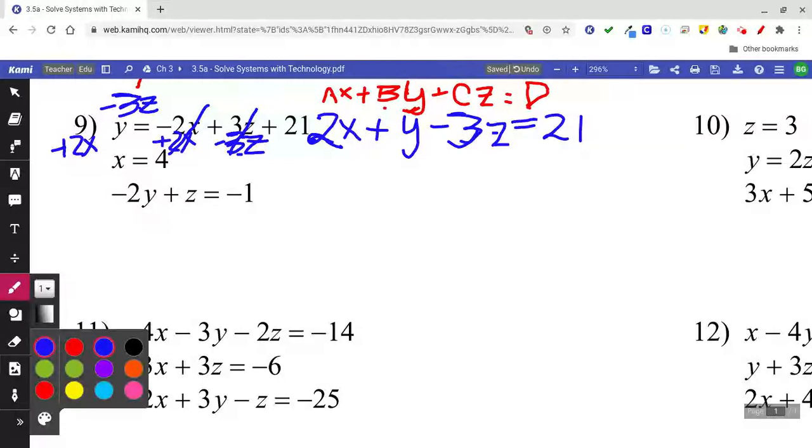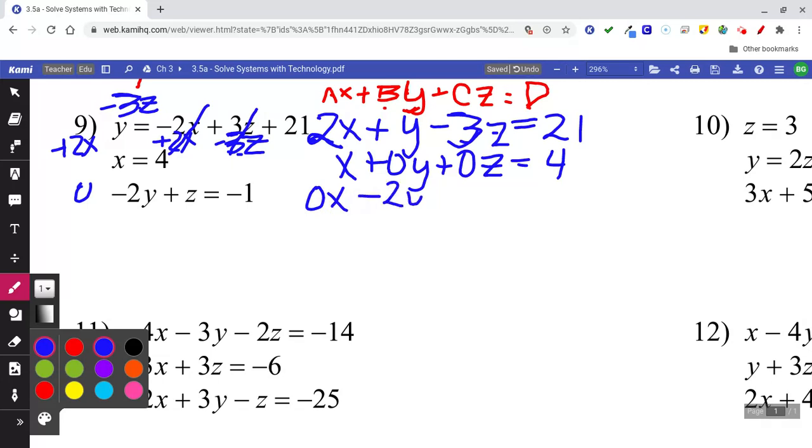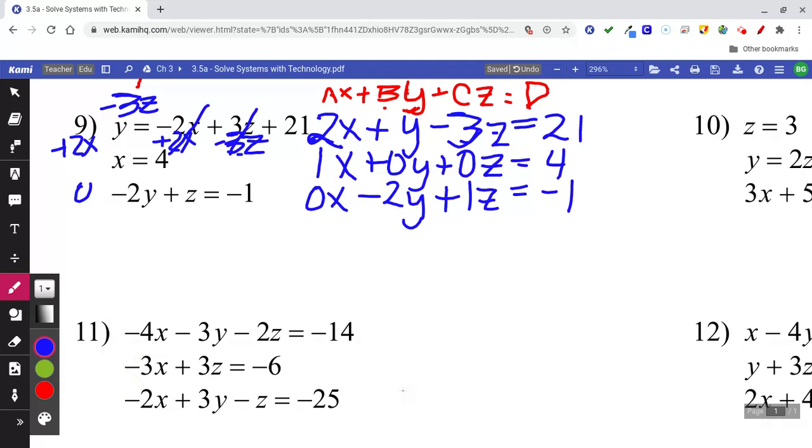Okay. And then my second equation is already set up. It's kind of weird, but you've got x, and then you've got 0y and 0z equals 4. And then the third one, you don't have any x, so you've got 0x minus 2y plus 1z equals -1. Now also that x right there, we could call that 1x if we want. So that's the setup that we will need for this site. We need it in standard form. We get it in standard form, it's going to be easy.